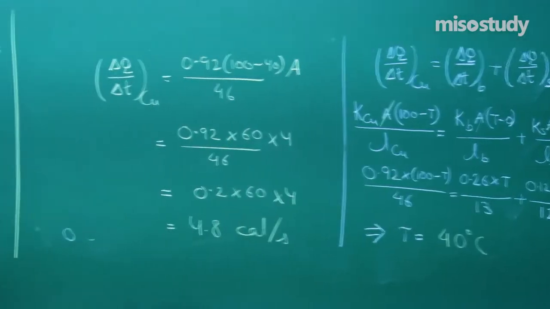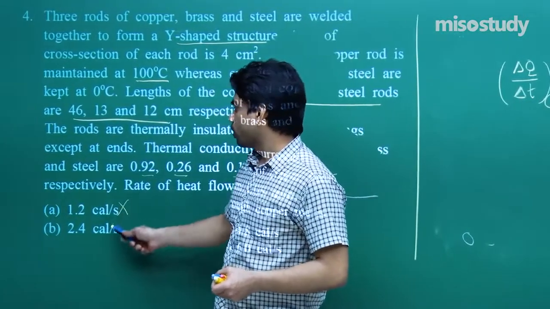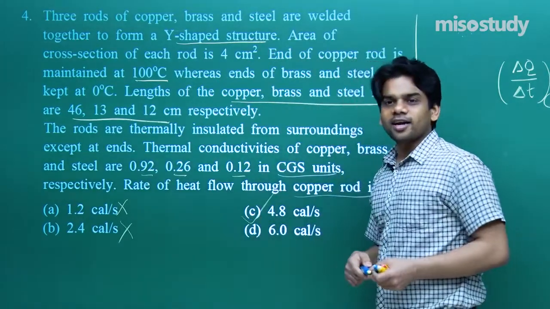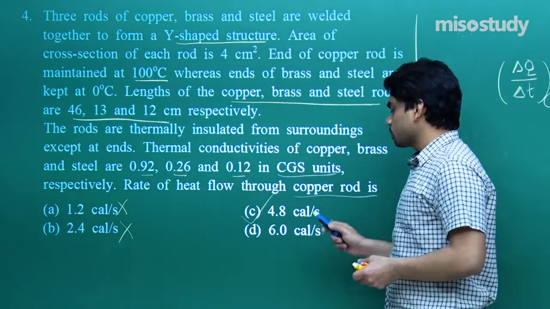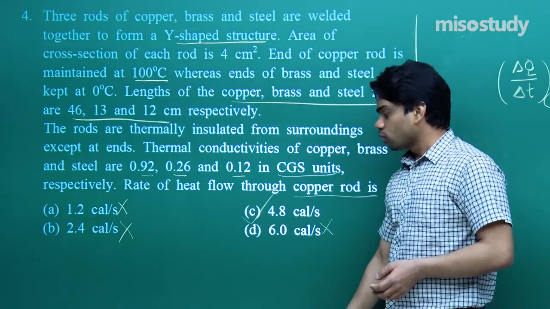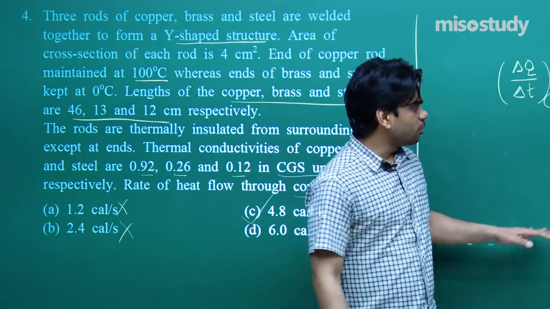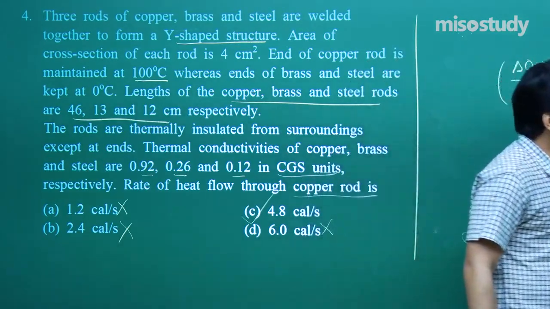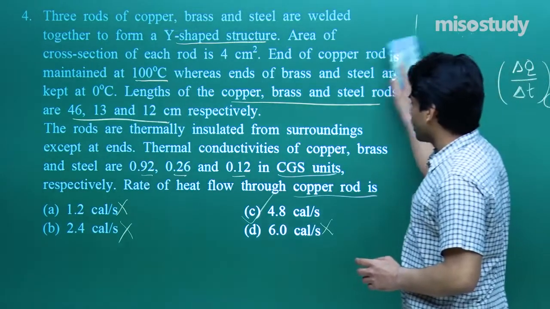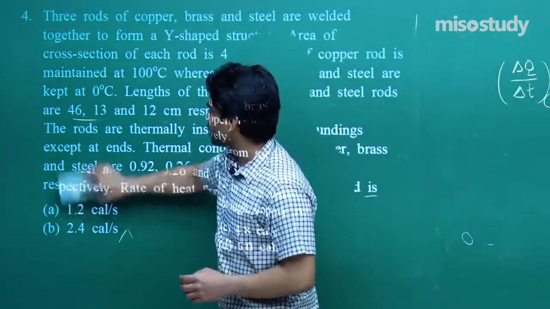Option A, 1.2. If you miss the area, you are going to miss the right answer and mark 1.2, that is incorrect. B, 2.4 is incorrect. C, 4.8 is the correct response. D, 6 calorie per second, that is incorrect. I believe you would have taken note of this. Before starting the next question, let me wipe the board. Take note of this entire question. I wish you understood how to solve this question. It's a good question, not too tough, but you should have an idea.